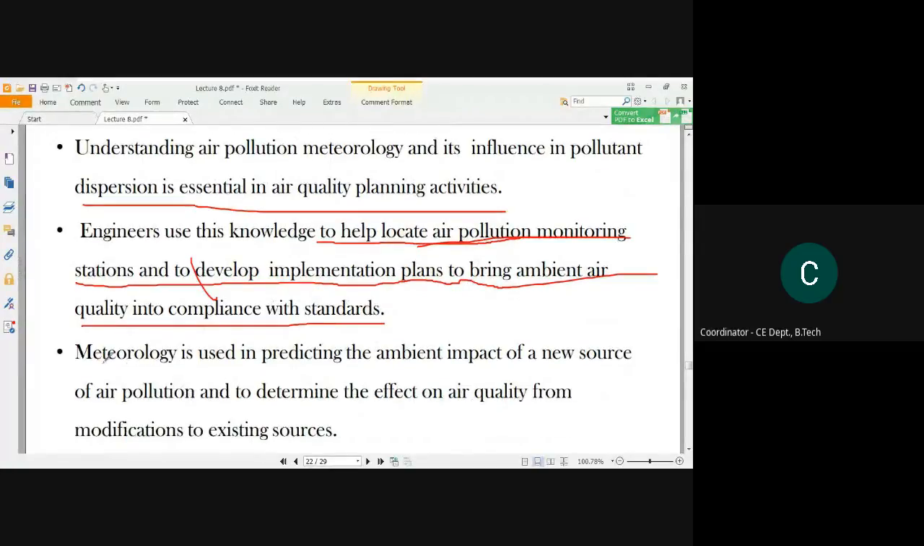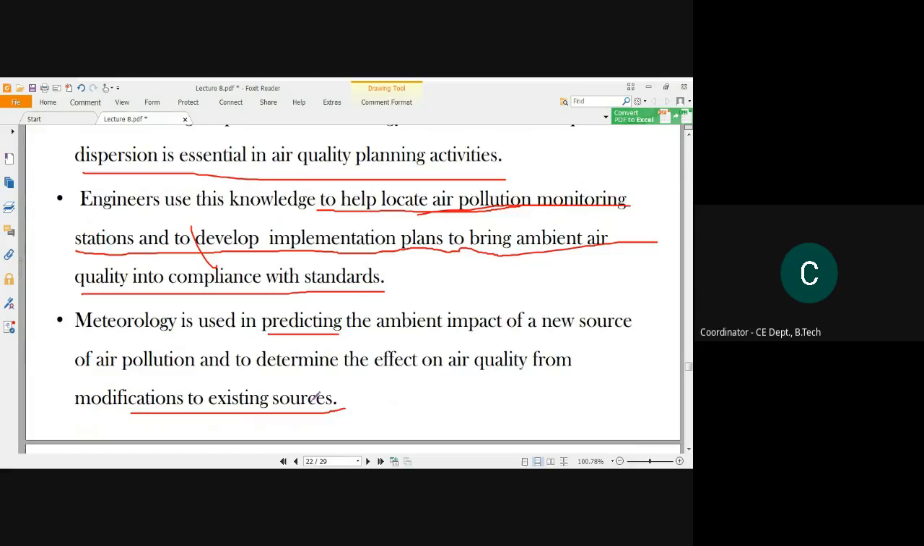Next, meteorology is used in predicting the ambient impact. It also helps to locate first, and then we can predict from that particular data what it can cause in the next 1 hour or 1 week or 1 month or 2 years, whatever. So it predicts the ambient impact of new sources of air pollution and determines the effect on air quality from modification to existing sources. Okay.